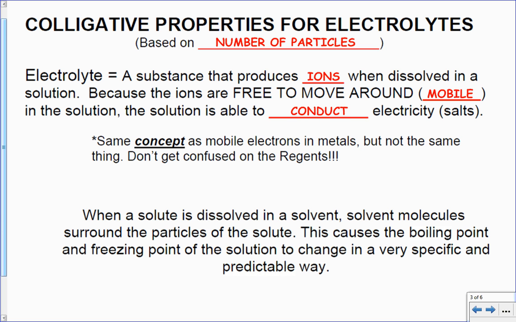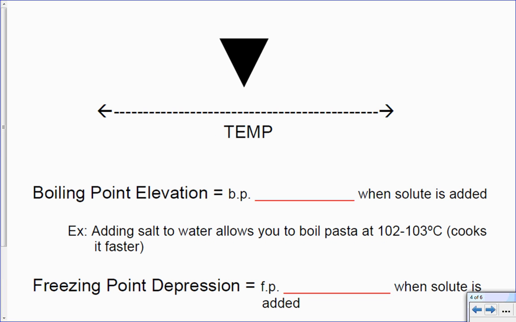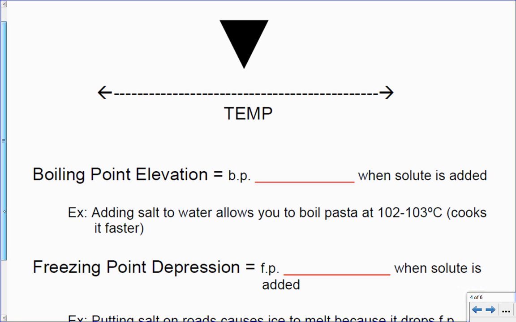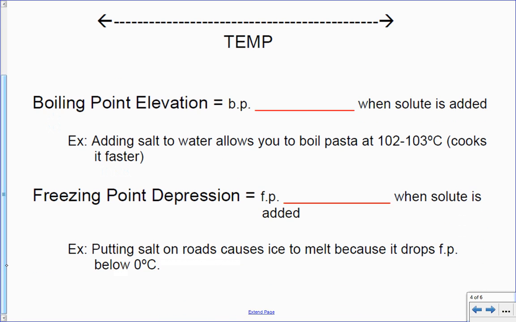When a solute is dissolved in a solvent, the solvent molecules surround these particles of solute. This causes the boiling point and freezing point of the solution to change in a very specific and predictable way. So, boiling point elevation: the boiling point increases when solute is added. If I add salt to water, it allows me to cook water now at 102 or 103 rather than 100 degrees Celsius, which is the normal boiling point of water. It's been elevated, and hence the pasta will cook faster.